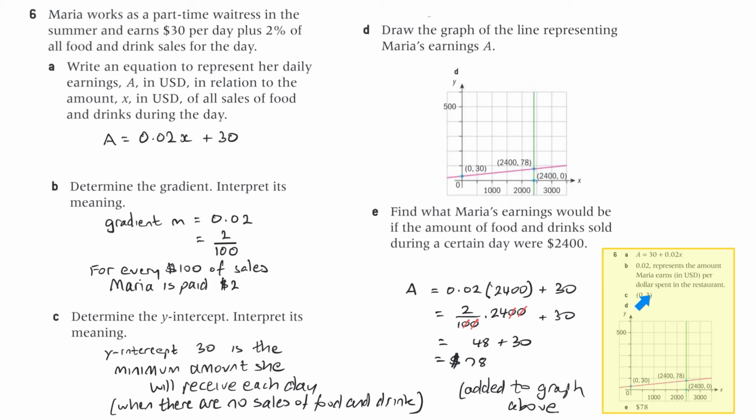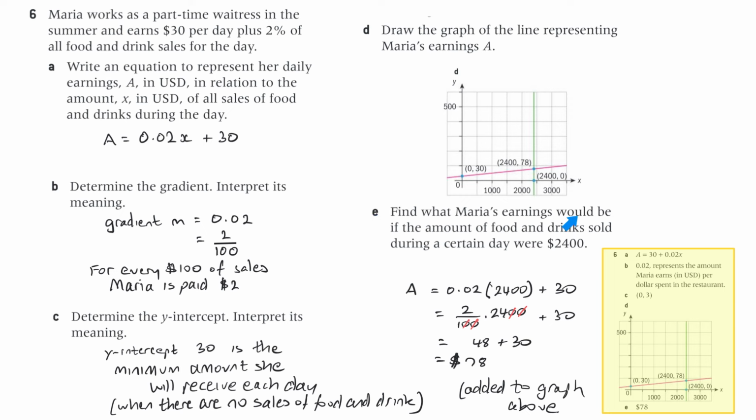Okay, they've got 0.3 here. That's a mistake. That should be 0.30, and that's indicated here. On the next part, draw the graph. D, draw the graph of the line representing Maria's earnings, A. The independent variable here was the sales, that's X. So they've drawn the line there. They've got 0.30, that's when X, the sales, is 0. And the other thing we know is the slope, and the slope is rise over run, which in our case is 2 over 100, so that should have a slope of 2 over 100.